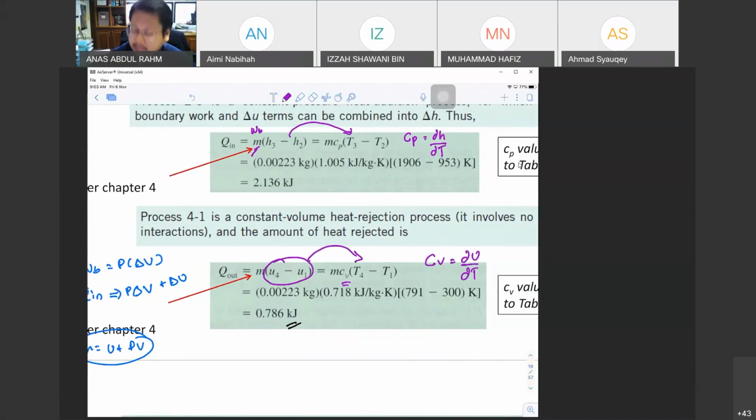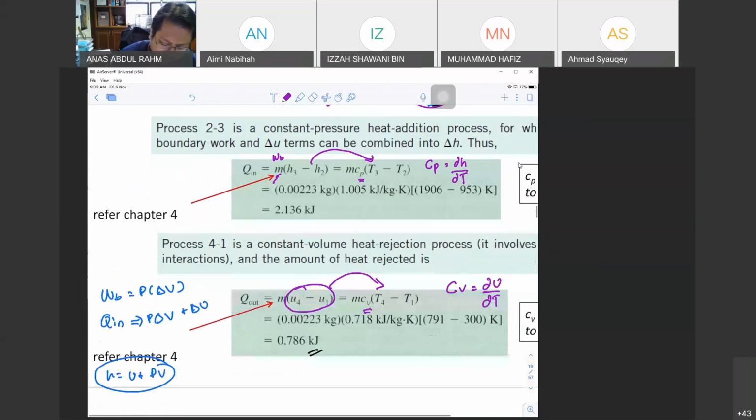Sorry, this now is Cp, this one is Cv. Remember, for a control volume, there is no area under the curve, so no work done. So it is in terms of U. Just to highlight again, in case you forgot, about H over here.